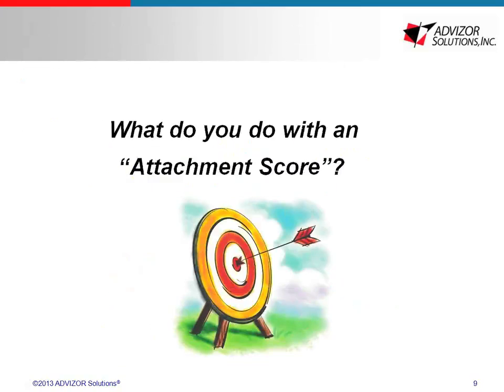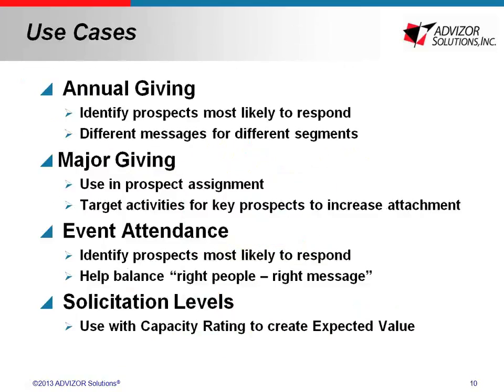So what do you do with an attachment score? Well, in the last webinar, we talked about 4 different areas where they're very useful. And you'll hear bits and pieces of this today as we go through the panel. In annual giving, it really is helpful in identifying prospects who are most likely to respond to an appeal or an invite to an event. And it also helps you create different messages for differing segments.